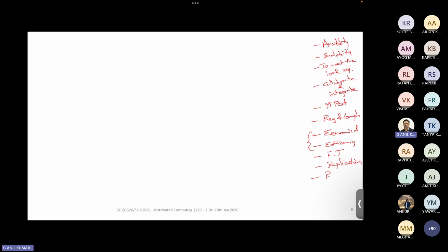Remote access. Resiliency. Resilience. Okay. Decentralization of the task. Decentralization. Perfect term to be coined for distribution. It is decentralization.